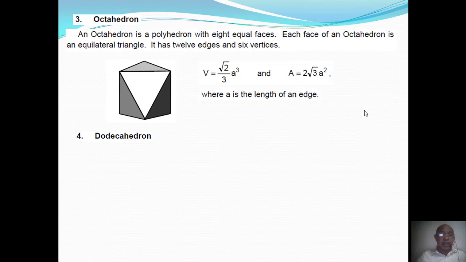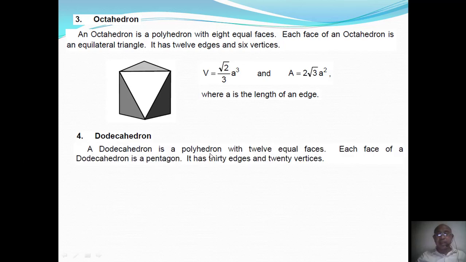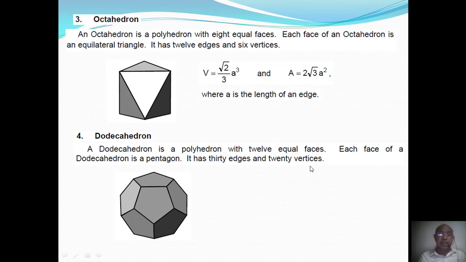Next, we have the dodecahedron. A dodecahedron is a polyhedron with 12 equal faces, and each face of the dodecahedron is a pentagon. It has 30 edges and 20 vertices. So I have here the dodecahedron. Take note, each face is a regular pentagon. If a is the length of the edge, the volume is equal to 7.66a cubed, and the surface area is 20.65a squared.